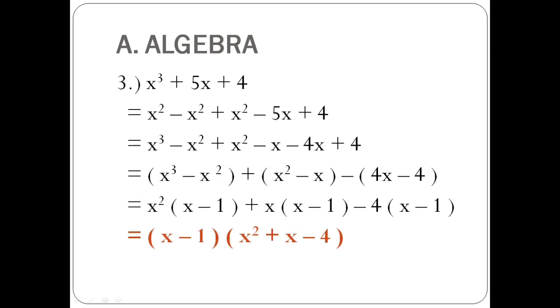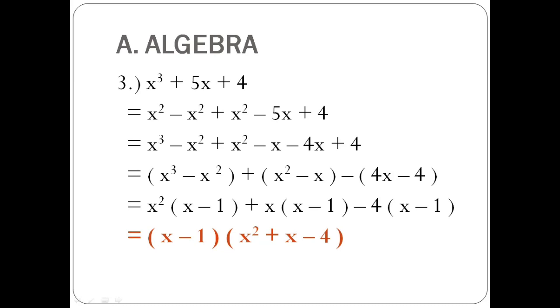Next example is x cubed minus 5x plus 4. First, you're going to add and subtract x squared. So it will become x cubed minus x squared plus x squared minus 5x plus 4. The next step is to write negative 5x as a difference. So the negative 5x will become negative x minus 4x. Next, we're going to group them into binomials.